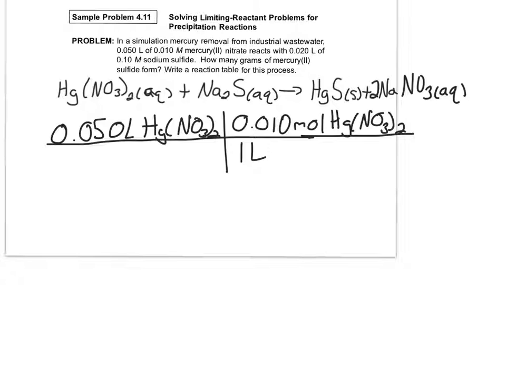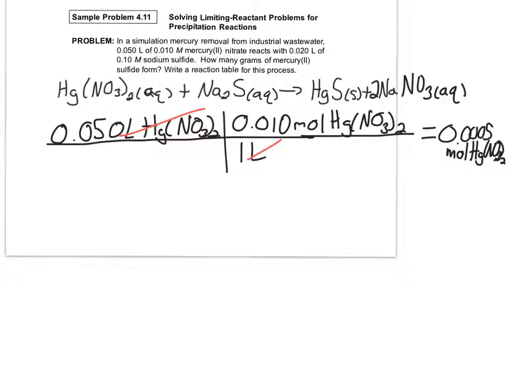Okay, and let's see my units. I've got liters divided by liters. They're going to cancel out. And I can do my math there. I've got 0.05 times 0.01, and that's going to give me 0.0005 moles. I'll come down here, moles of mercury nitrate, Hg(NO3)2. And I got 2 of those.